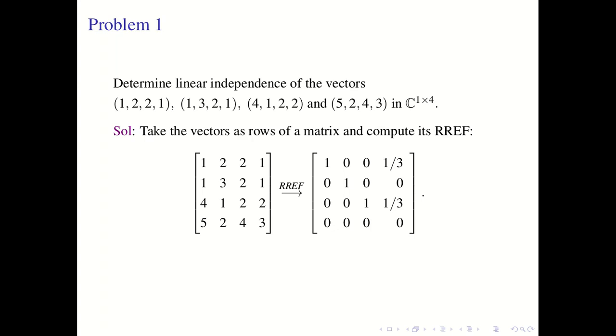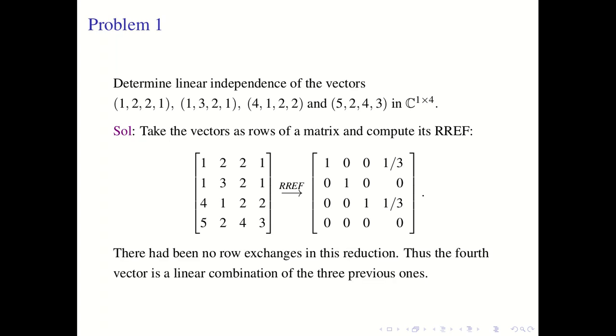The row reduced echelon form will be of the form (1, 0, 0, 1/3), (0, 1, 0, 0), (0, 0, 1, 1/3), and in the last row all entries are 0. So this shows that the first 3 rows are linearly independent and the 4th row is a linear combination of the first 3 rows.